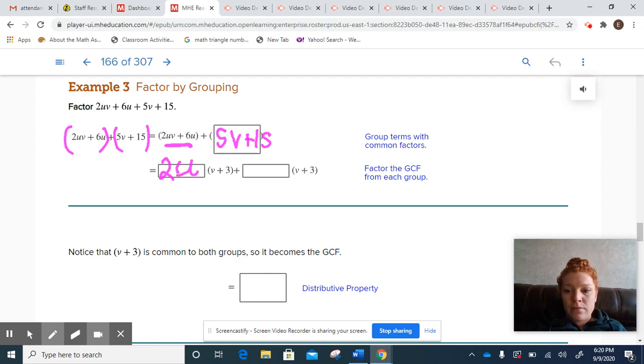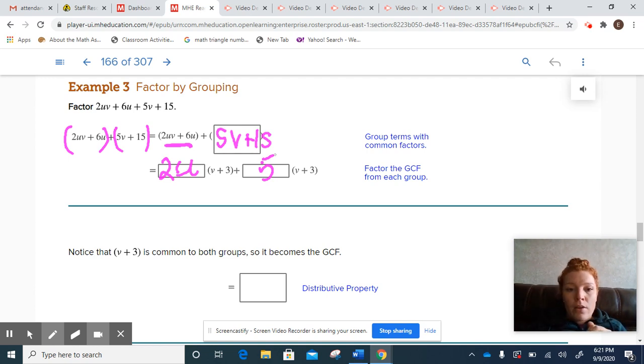5 and 15. Both of those have a 5 divisible in common. So divide 5 into 5, divide 5 into 15, and it will work. They have no variables in common. The 5v has a v and the 15 has nothing. So that means I can't take anything. Okay? Once again, to get this 3 in the back, you are dividing 15 by 5 to get the 3. 5 divided by 5 leaves you a 1. That's why the V doesn't have a number on it anymore.